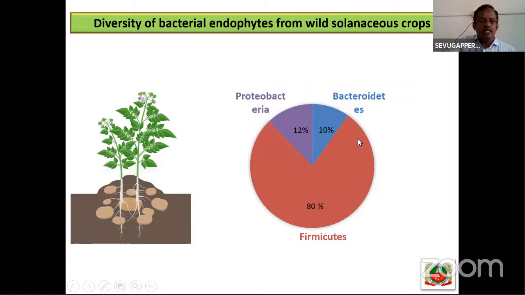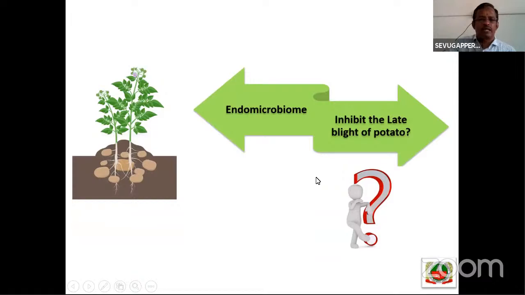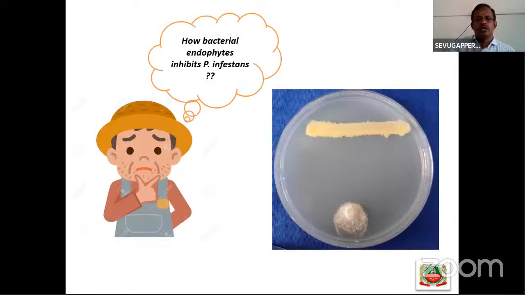So based on that, most of the bacteria responsible for producing the biomolecule and suppressing the plant pathogen Phytophthora infestans were identified as 80% Firmicutes, 12% Proteobacteria and 10% Bacteroidetes. So the question was whether the endomicrobiome inhibits late blight of potato or not.